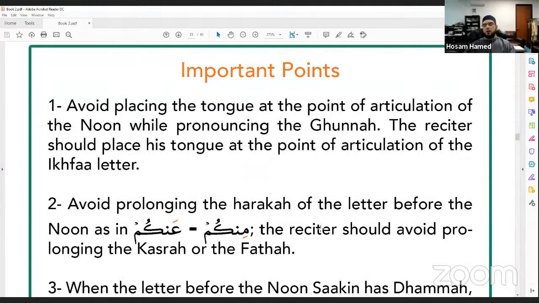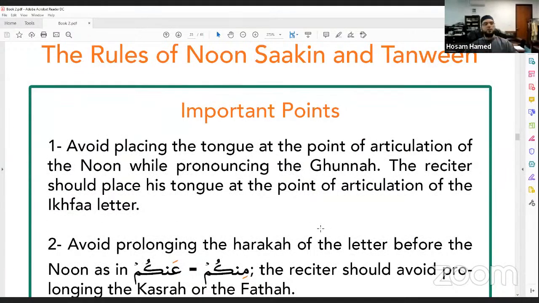Important points now. Some points we have to highlight here. The first point, avoid placing the tongue at the point of articulation of the noon while pronouncing the ghunna. The reciter should place his tongue at the point of articulation of the ikhfa letter. Of course, close to the articulation point, not exactly on it, except qaf and kaf. But the first sentence, avoid placing the tongue at the point of articulation of the noon, because if we do so, we have what we call izhar. This is the ta'rif, the meaning of al-izhar is to place the tongue exactly at the point of articulation of the noon, like man amana.